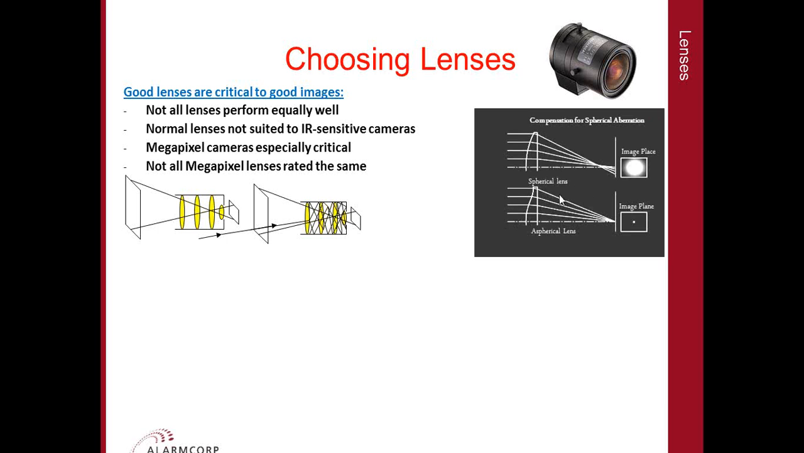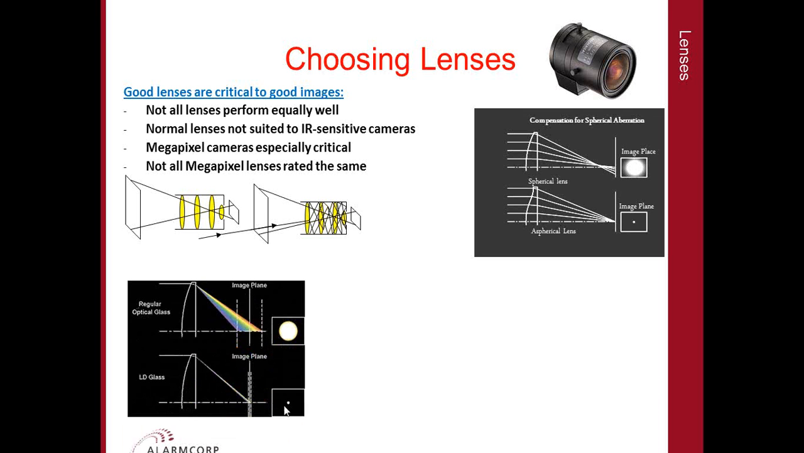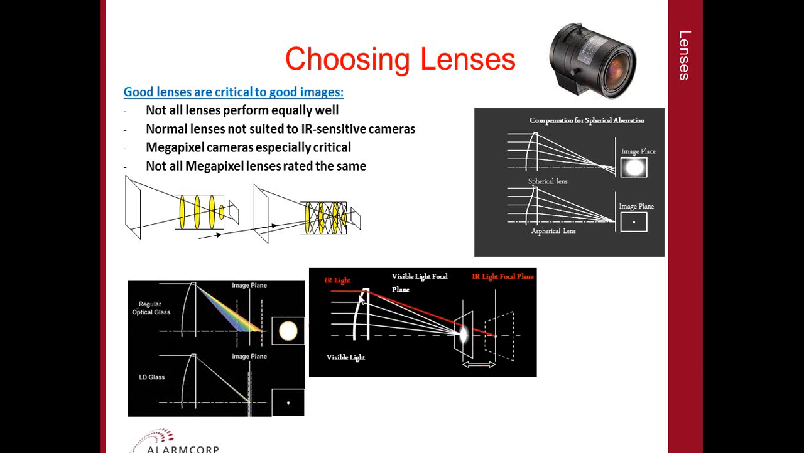Today most lenses are aspherical to compensate for various aberrations. And of course, many lenses these days use what's called low dispersion glass to also produce sharper images without color fringes. Now, at the moment, many new installations are using megapixel cameras for the higher resolution. Megapixel lenses are critical. You have to match the lens resolution to the camera resolution. In other words, if you've got a 2 megapixel camera, you want at least a 2 megapixel rated lens. You would not choose a 1.3 megapixel lens for a 2 megapixel camera.